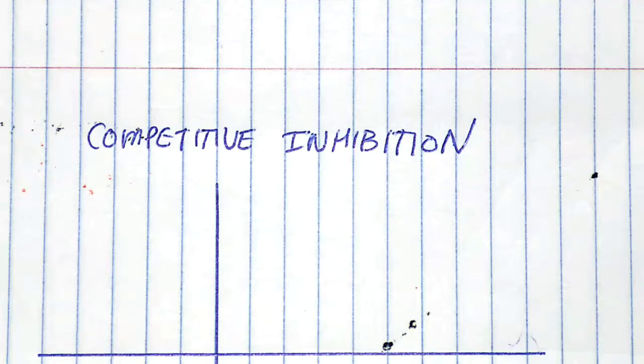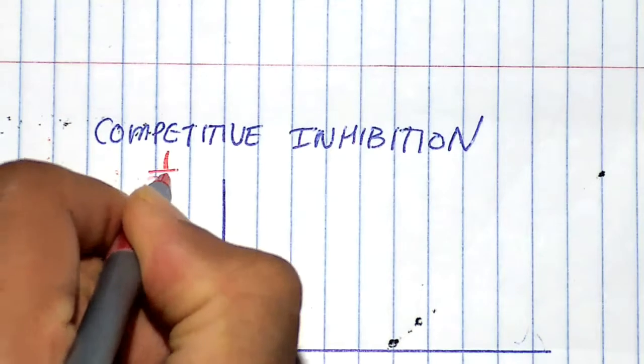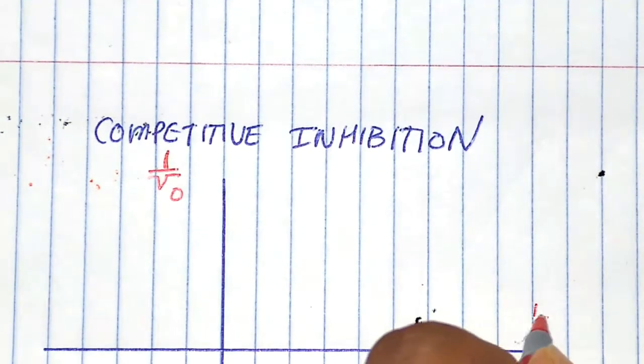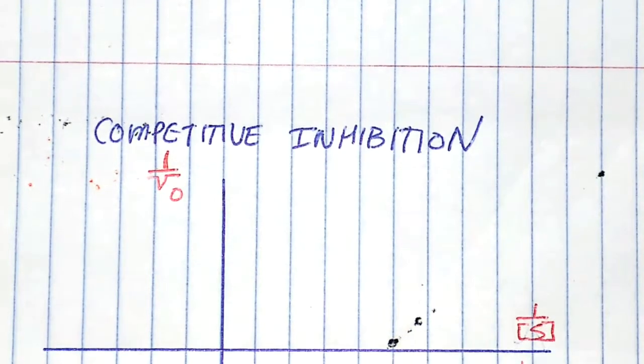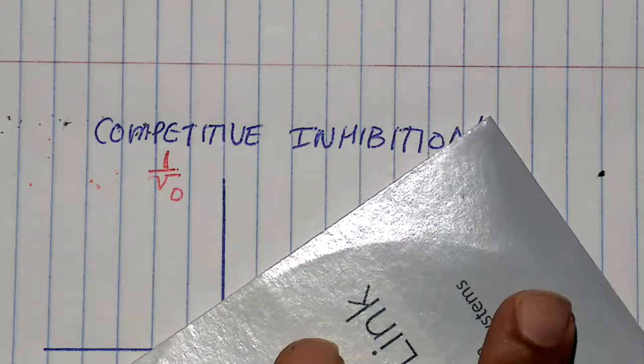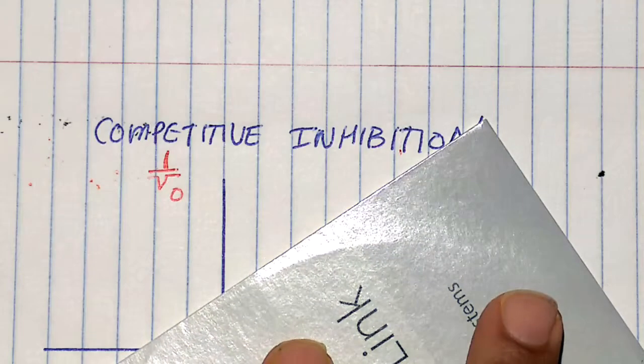So the first thing to realize, when you make your Lineweaver-Burk plot, is to get the right axis labels. So for the y-axis, that will be 1 over V. And for the x-axis, that will be 1 over the substrate concentration. So with competitive inhibition, the Lineweaver-Burk plot without the inhibitor is going to be the same.